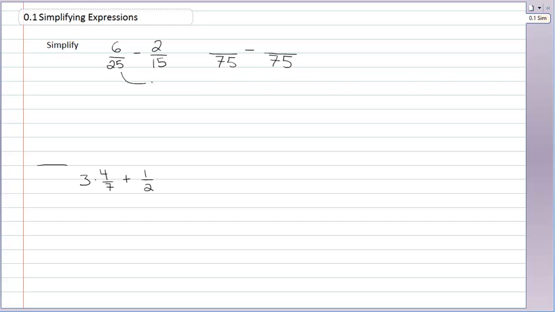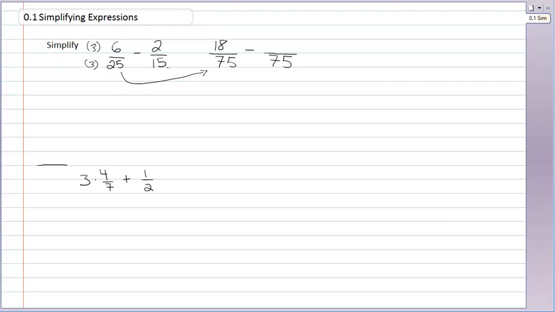So what do I need to do to 25 to turn it into 75? In other words, what do I need to multiply 25 by to turn it into 75? Well, the answer for that is 3, of course, right? 3 times 25 will give me 75. Whatever I do to the bottom of the fraction, I must also do to the top of the fraction, so I'll need to say 3 times 6 to get 18 for the numerator.